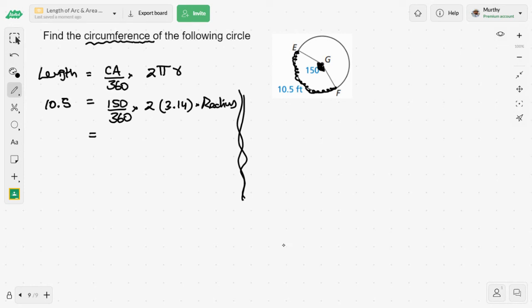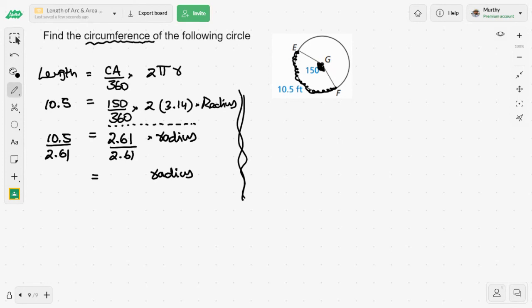Now let me compute all these values really quick. 150 over 360 times 2 times 3.14 gives me 2.61 times radius equals 10.5. You know how to isolate the radius by dividing both sides by 2.61. So the value of radius is 10.5 divided by 2.61, that is 4.02. I'm taking the nearest value, which is 4 feet.